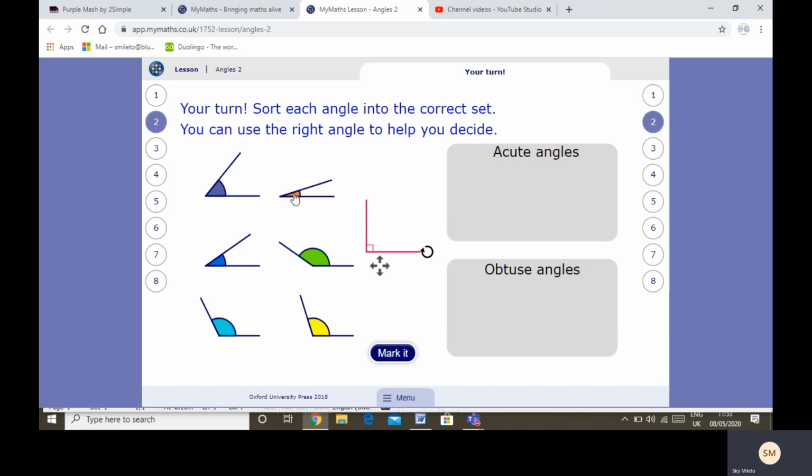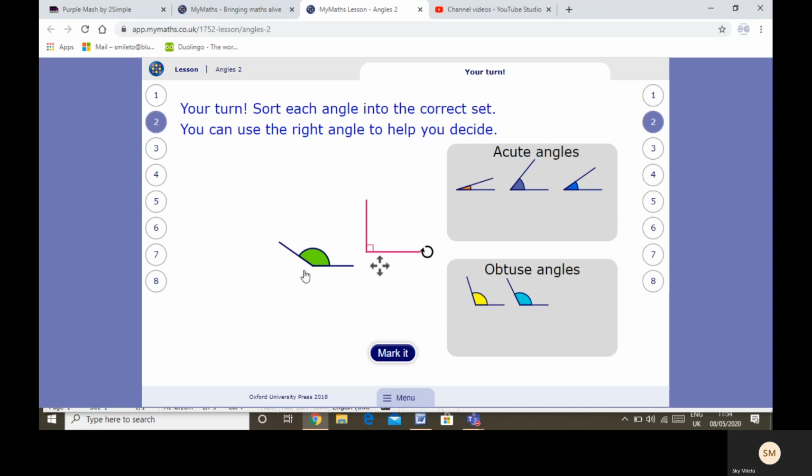We can see this one. I'm not actually going to compare them to the right angle. I'm going to see if I can do it by eye. And this one's very easy. We can see it's smaller, it's acute. This one, smaller, must be acute. This one's smaller, it must be acute. This one I am just going to check because it looks only slightly different. Oh, it's definitely bigger though. Obtuse, obtuse, and obtuse.